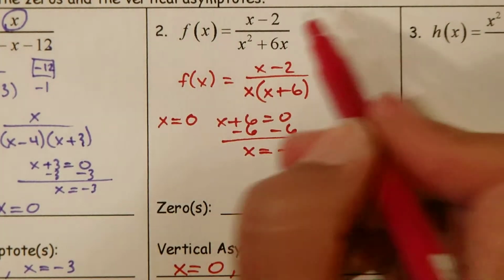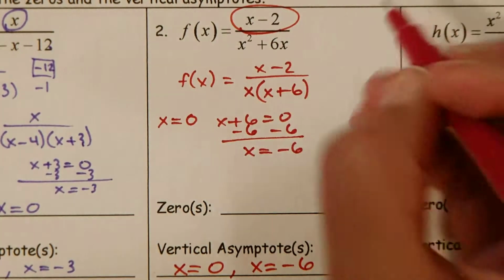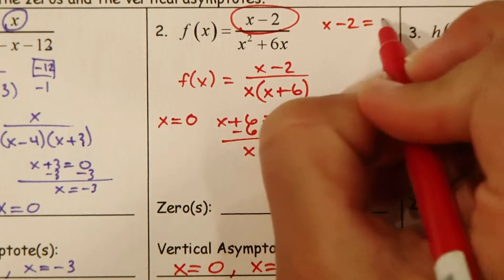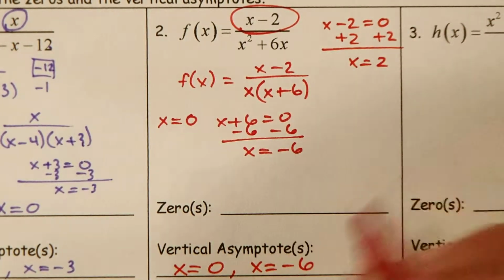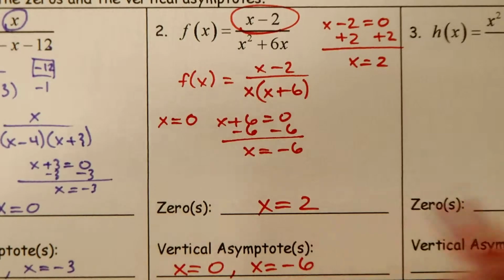The zeros occur where the numerator is equal to 0. So we set that equal to 0 here. Add 2, x equals positive 2. So our 0 is going to occur at x equals positive 2.